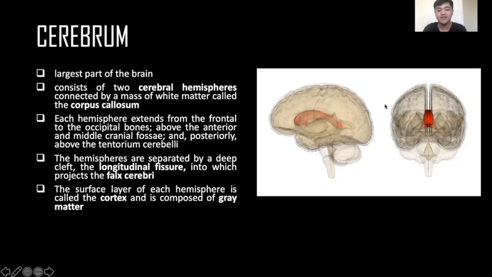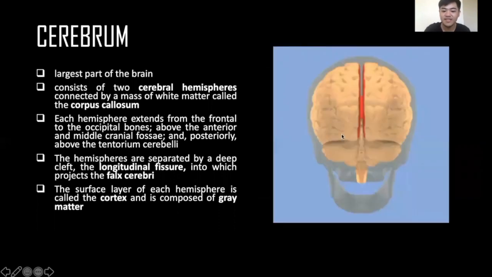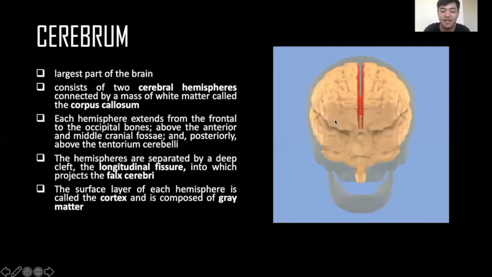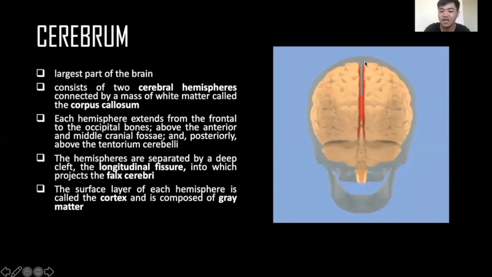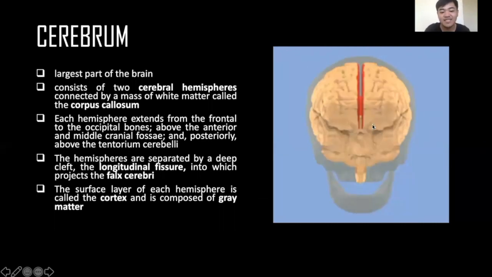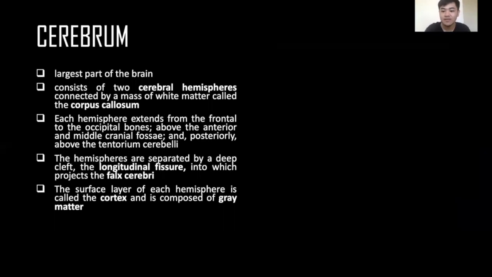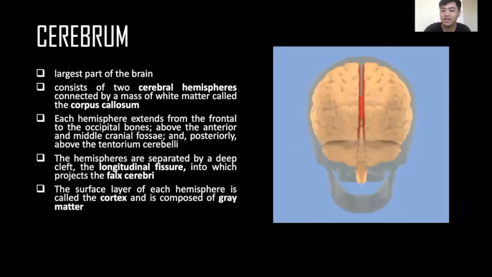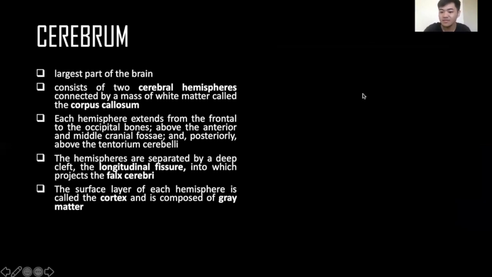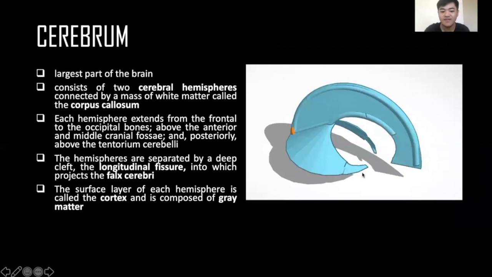So each hemisphere extends from the frontal to the occipital bones, above the anterior and middle cranial fossa and posteriorly above the tentorium cerebelli. The hemispheres are separated by a deep cleft, the longitudinal fissure, marked by red marker, into which projects the falx cerebri. So taking note of this fissure is where we can find our falx cerebri.